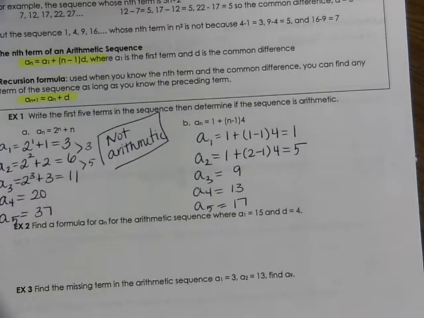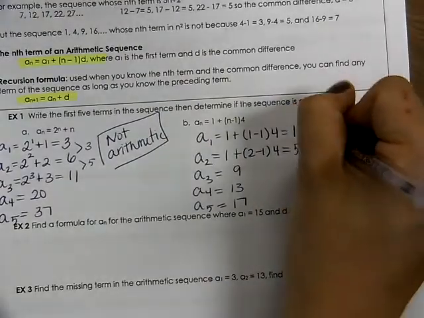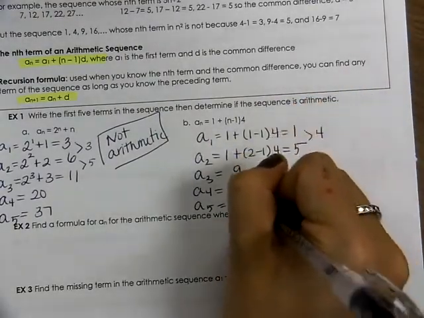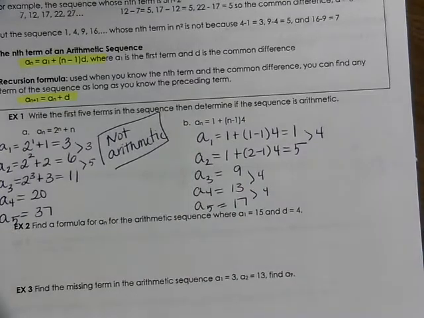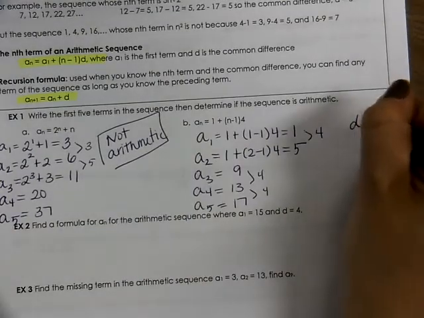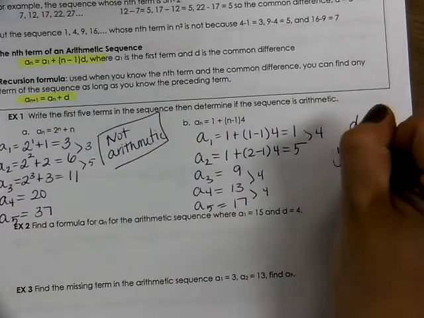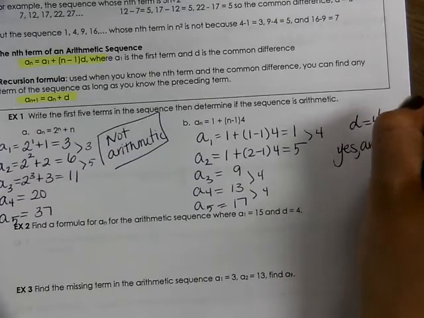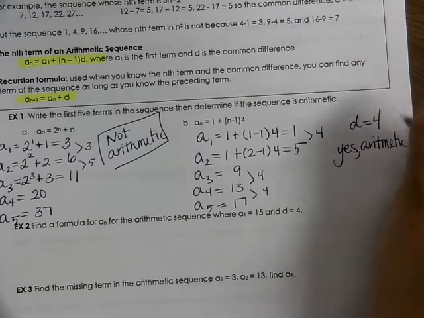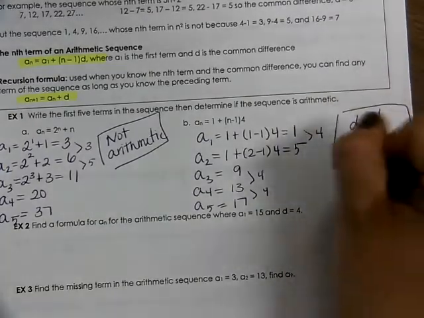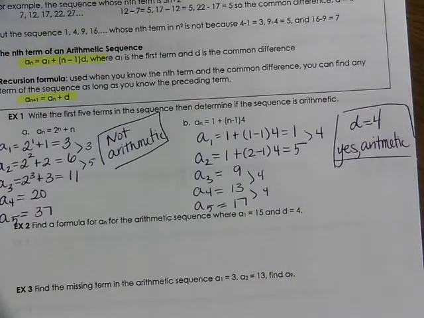Do you notice a common difference here? Yeah, the difference between the consecutive terms is 4. As we go down the line, they're all the same. So that means that D equals 4, and this is arithmetic.